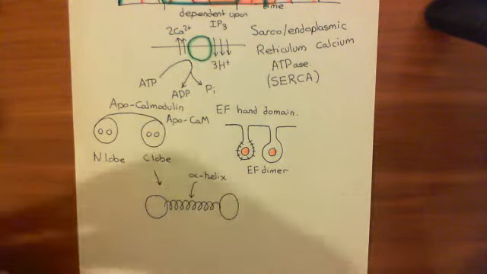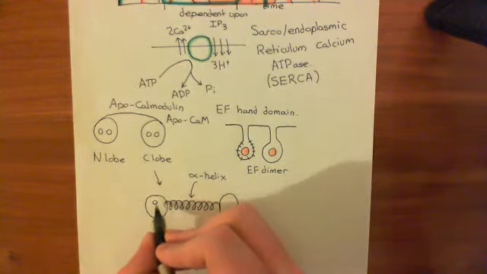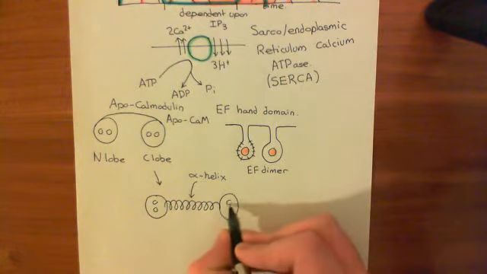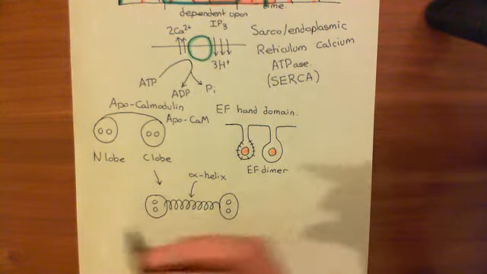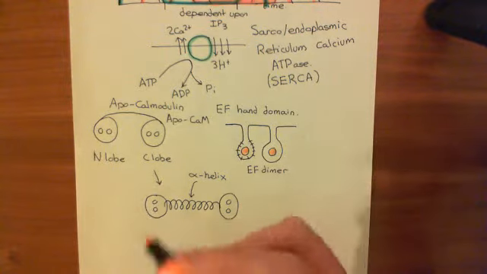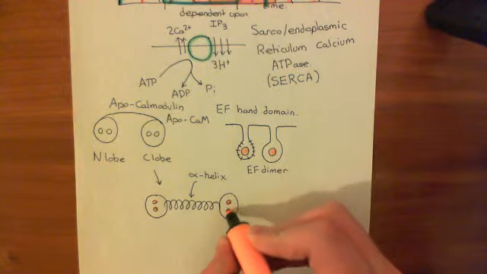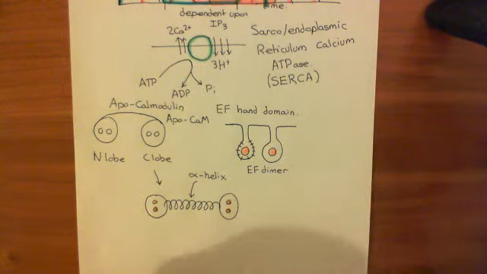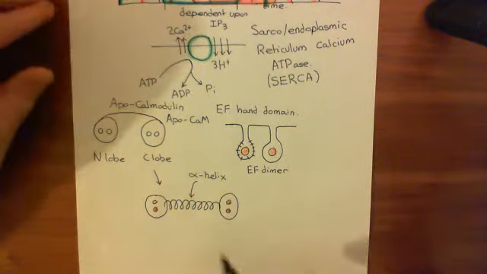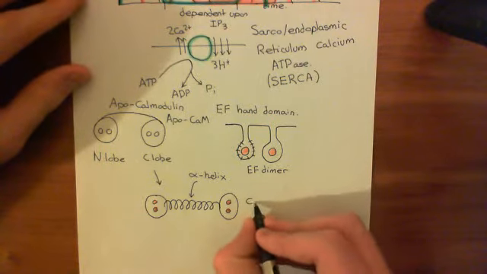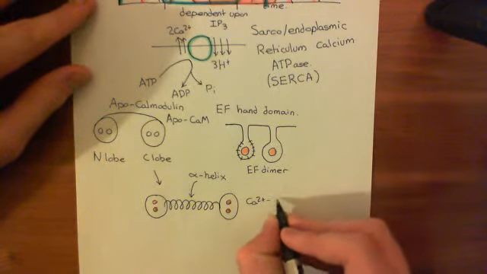Okay, right, so now what has happened is these calcium binding sites here, one here, and one here, they all now have calcium bound to them. So calcium's here, calcium's here, calcium's here, and calcium's here. Okay, so this is what's known as a calcium calmodulin complex.